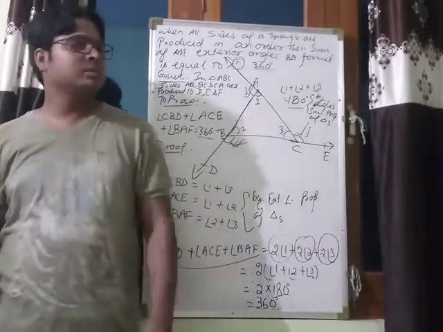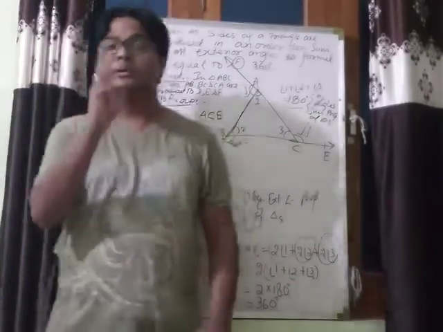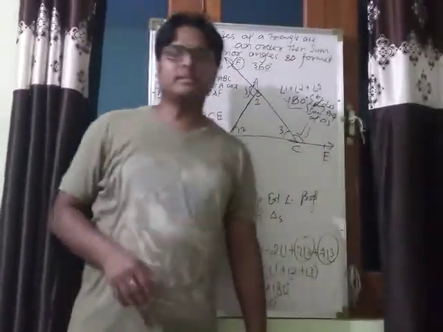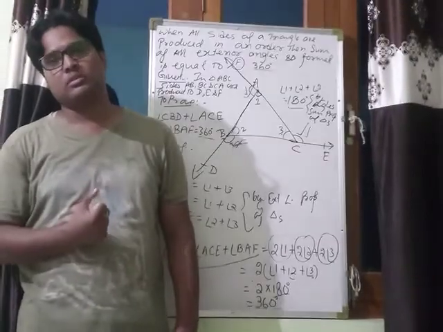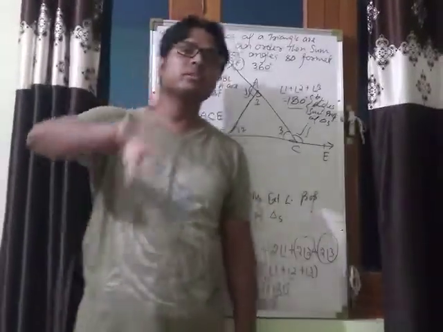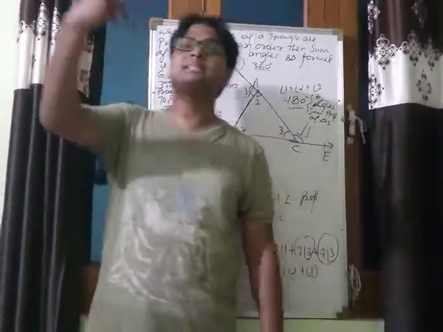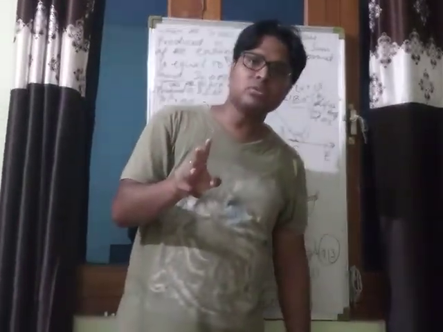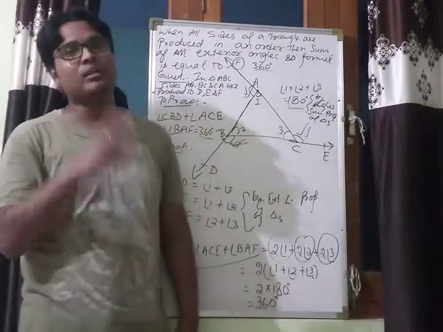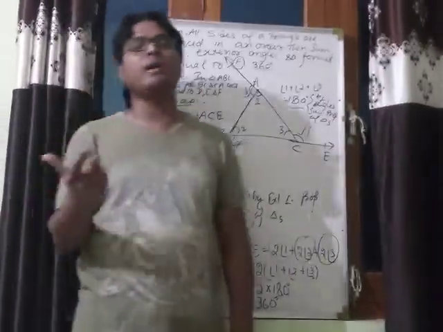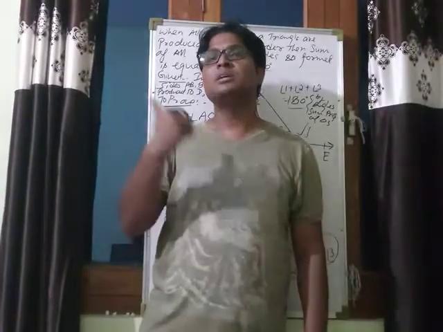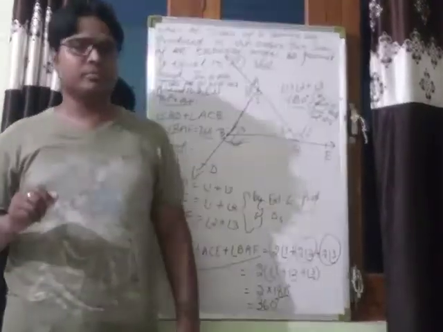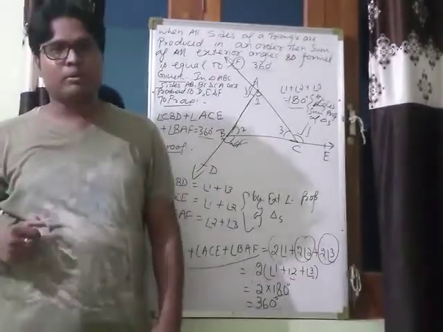Listen carefully. This is a polygon having three sides. What is a polygon? In junior classes you have read about polygons. A plane figure bounded by three or more line segments. When three line segments are used, that is called a triangle. 4, then quadrilateral. 5, then pentagon. 6, then hexagon. 7, then heptagon, and so on. Listen carefully, everyone. What is this property?